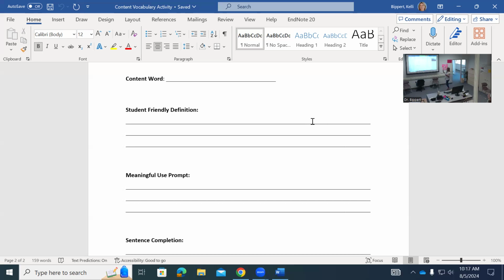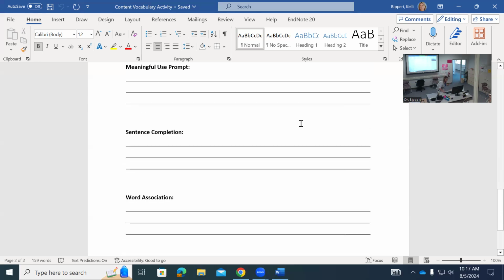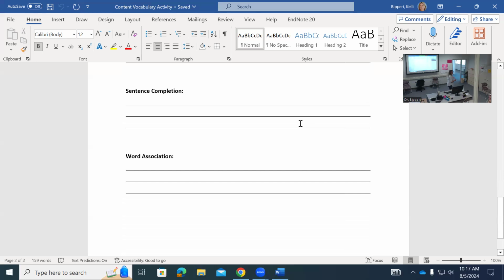So a student-friendly definition, and then I want you to try to create one example of each of them, just one. One example of a meaningful use prompt, one example of a sentence completion, and one example of a word association. Can you guess why I'm saying one? I've had students think they had to come up with three. And I'm like, oh my gosh, I should have made it clear, just one. So one example of each, and then I'm going to give y'all some time to work on it with your partner or partners, and then I want you to share what you did.